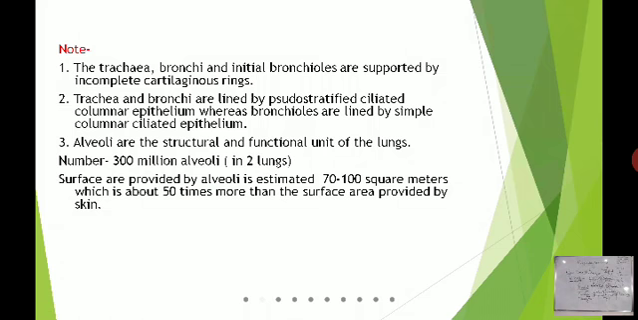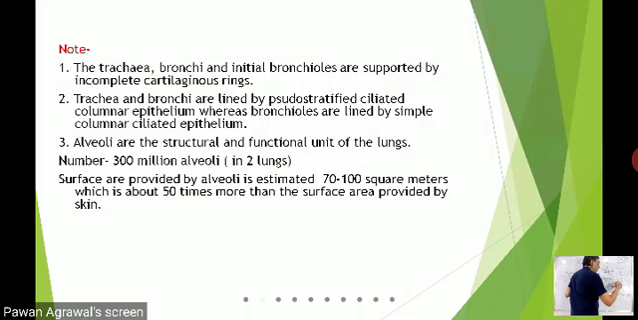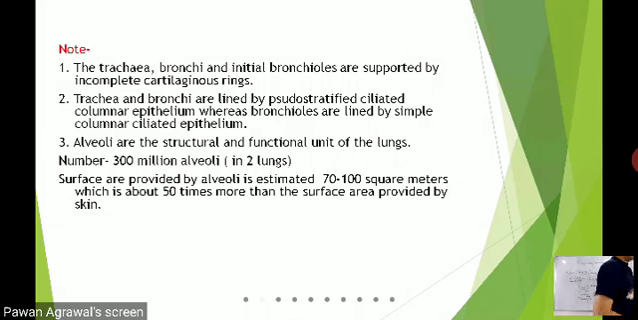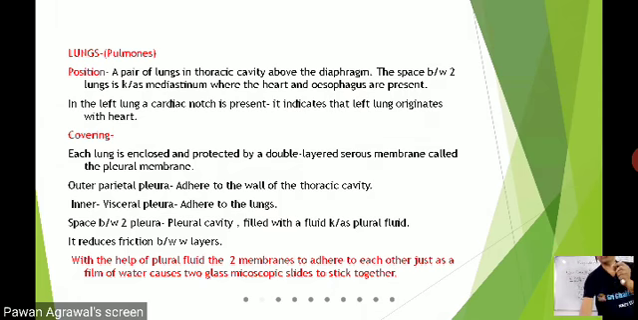It is about 30 times. It is about 50 times the total surface area covered by the skin, which is approximately 1.78 square meters. So about 50 times the area is covered by the alveoli. This is very important that you have to remember about the trachea, bronchi, and bronchioles.